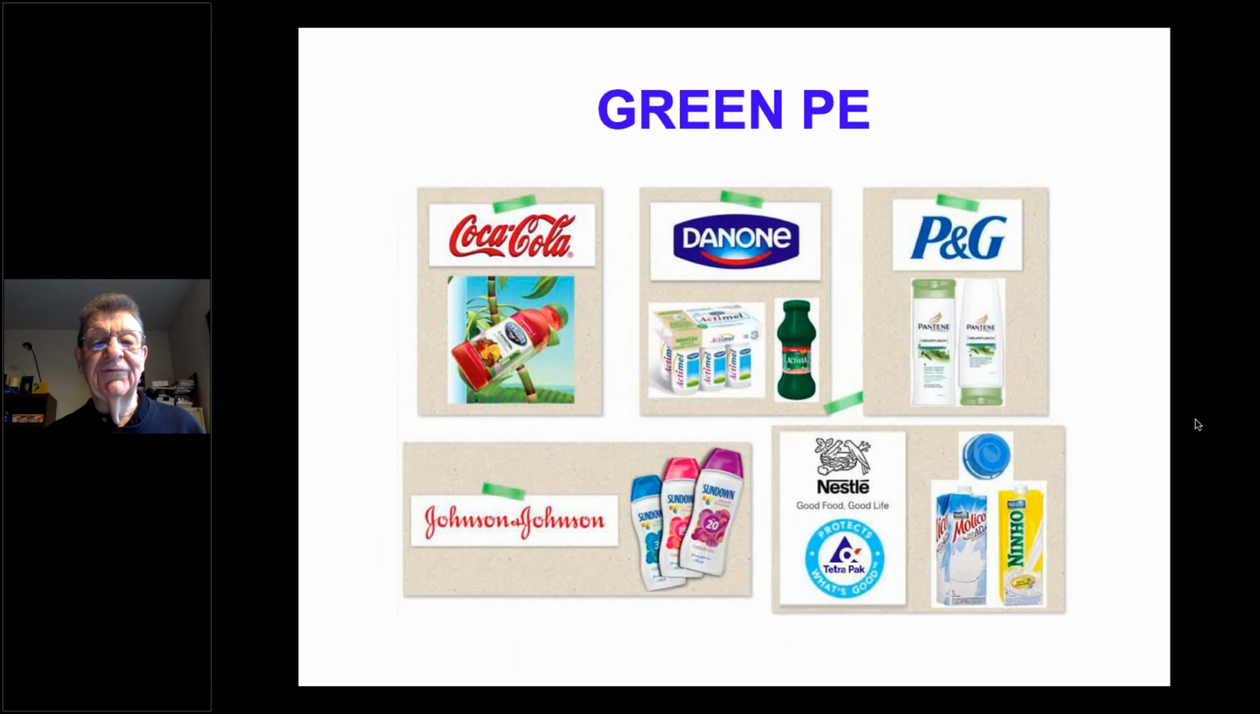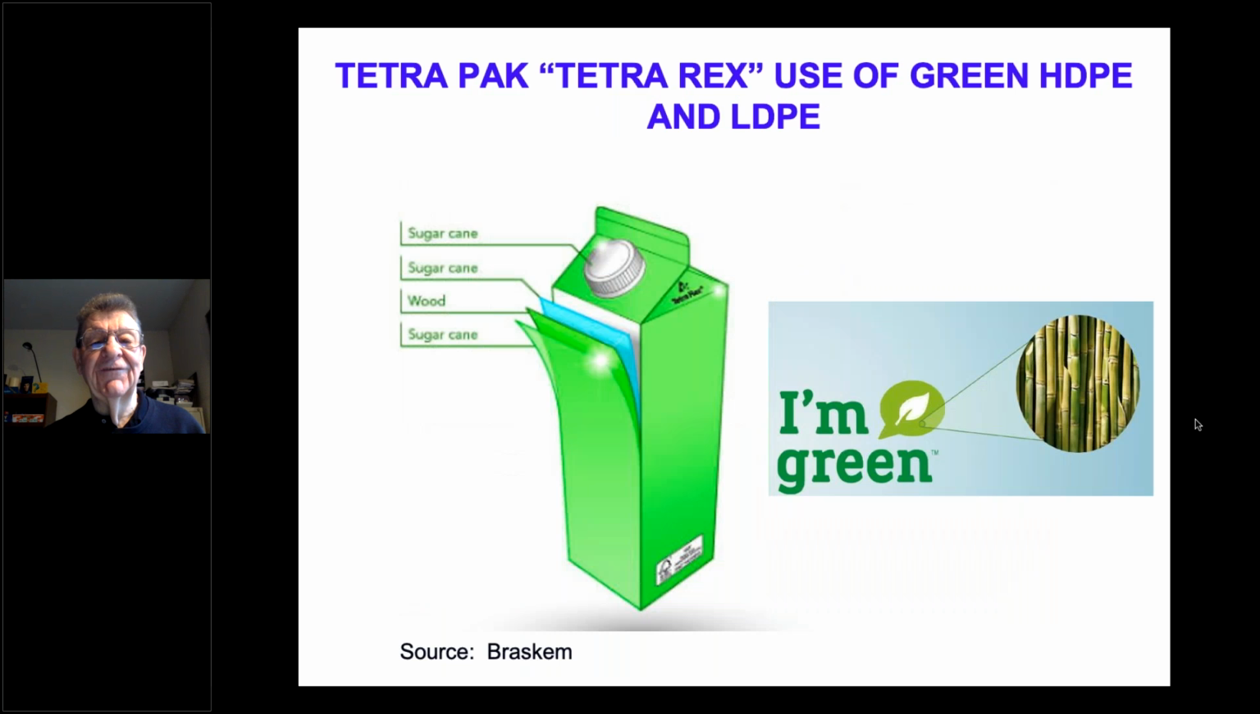Here's some examples. It can be used for anything that petro-based ethylene is used for now: rigid packaging, flexible packaging, injection molding, and so on. Here's an example of the Tetra Pak Tetra Rex container, which uses LDPE and HDPE and also a paper component. And that's I'm Green, the Braskem trademark on this.